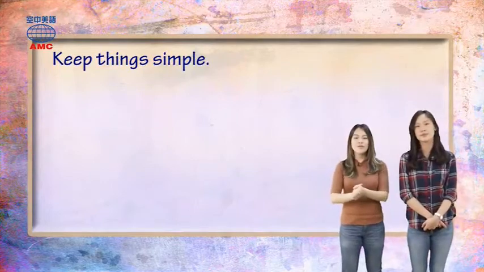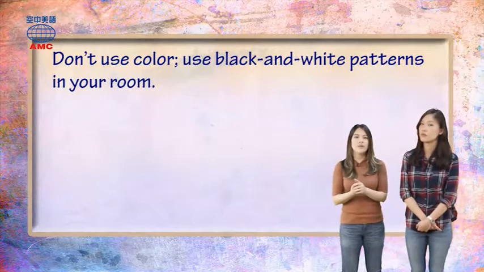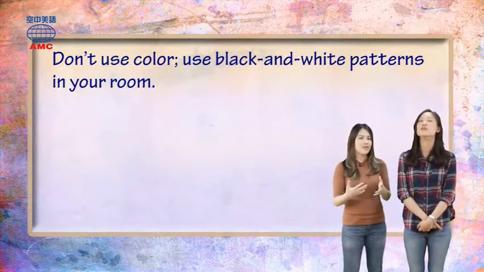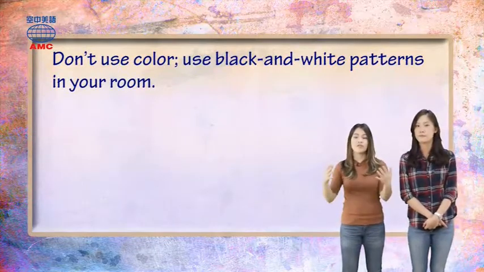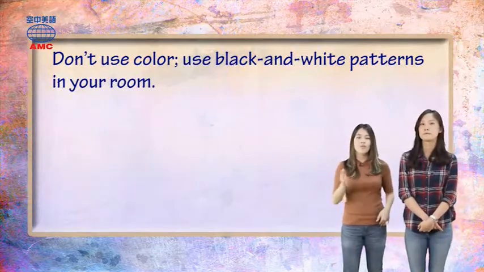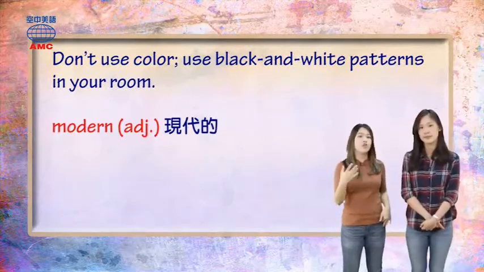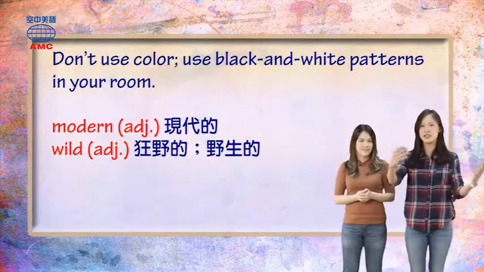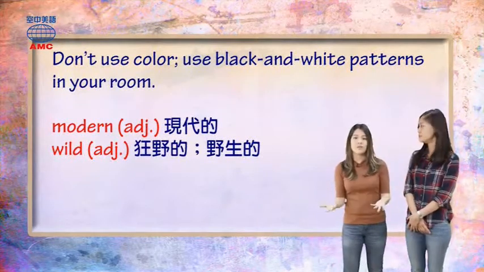Like in this room, the article says, don't use color. Use black and white patterns in your room. So it sounds quite cool, and like something that we might like as well. Sometimes when we have different kinds of rooms, we can use different words to describe them. For example, this black and white room sounds very modern. And then the jungle room sounded very wild. And maybe this black and white room can also be quite cozy or comfortable as well.